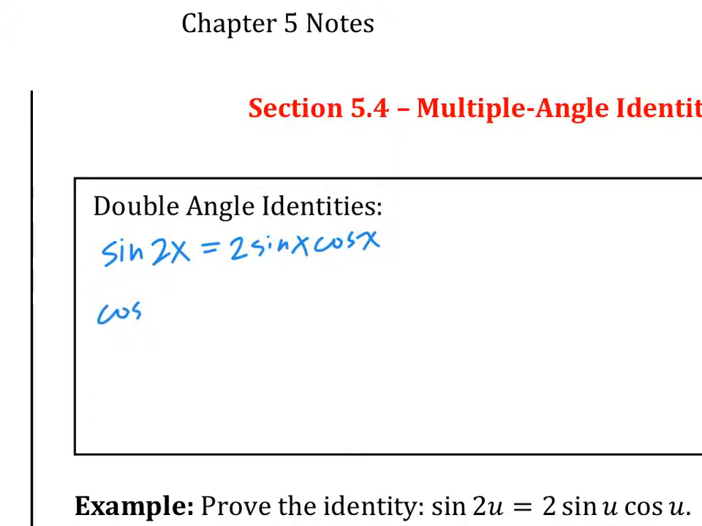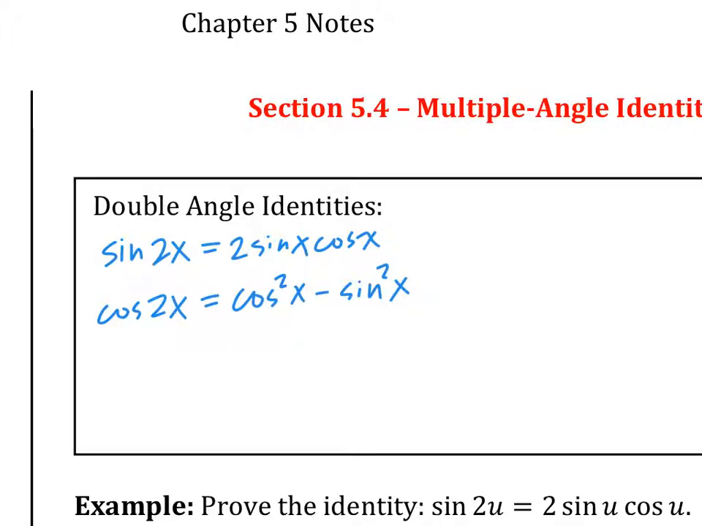Second one, cosine 2x. We can try the same thing, but I don't know if you really want to. Cosine 2x is cosine squared x minus sine squared x. Of course, you can do cosine cosine minus sine sine and get there as well. You can try it for yourself. Now, cosine 2x has 3 versions. This is the first one, cosine squared minus sine squared.